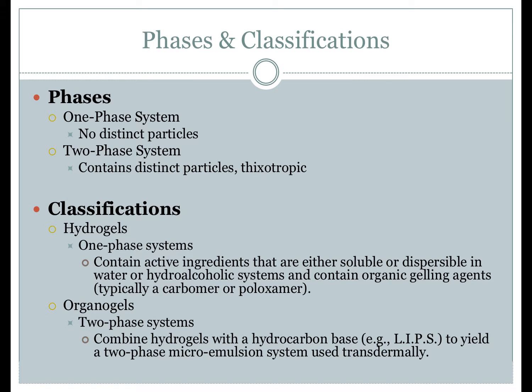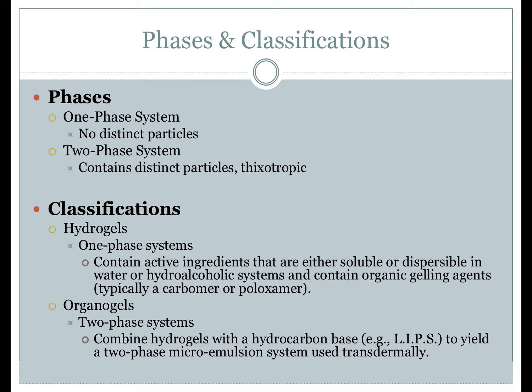Another way to classify gels is by their composition. Here, the classification is either as a hydrogel or an organogel. Hydrogels are one-phase systems which contain active ingredients that have been dissolved in either water or alcohol or both, and to which an organic gelling agent such as Carbomer or Poloxamer has been added. The other classification is as an organogel. Organogels are two-phase systems where a one-phase gel or hydrogel is combined with a hydrocarbon base. The mixing of a hydrogel and a hydrocarbon base forms a microemulsion, which is a two-phase system because the particles are visible within the gel, which is now cloudy or turbid.